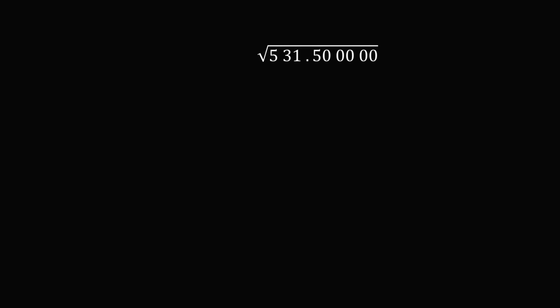So let us take the square root of 531.5 to 3 digits after the decimal point. So we start with the 5, and we need the largest square that does not exceed 5, which will clearly be 2 squared, which is equal to 4. We then have 5 minus 4, which is equal to 1. Carry down the next 2 digits, which is 31. To get the next divisor, we take 2 and we double it to get 4.